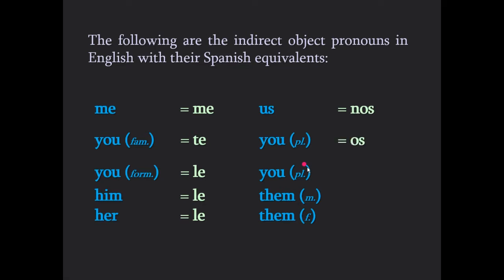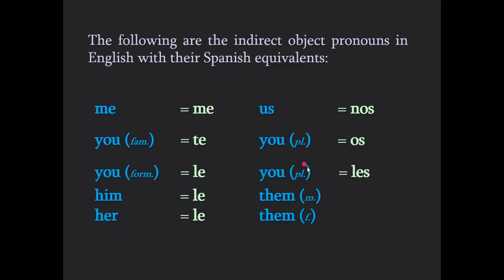If it's you all, or we say in Oklahoma y'all, you plural, it's os, although we only use that in Spain. That form is used in Spain. If you're in Latin America and you're giving something to a group of people, we would use the word les. Les is more common in the United States and Latin America. Os, you'll hear that in Spain.